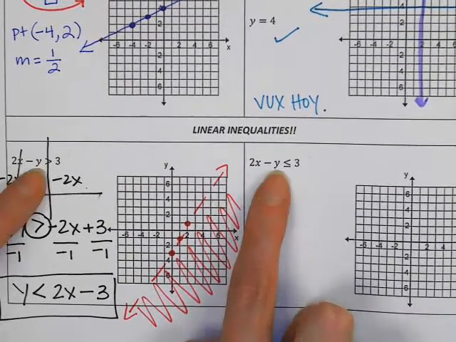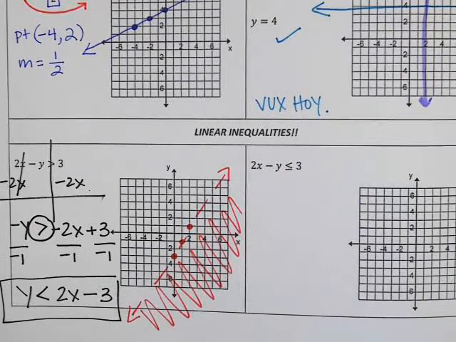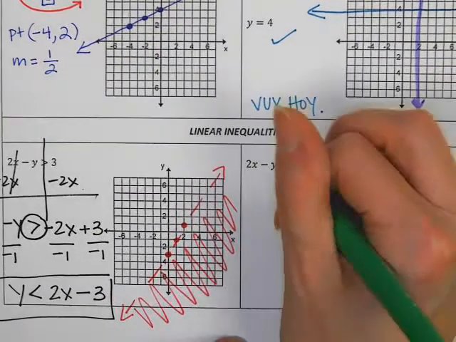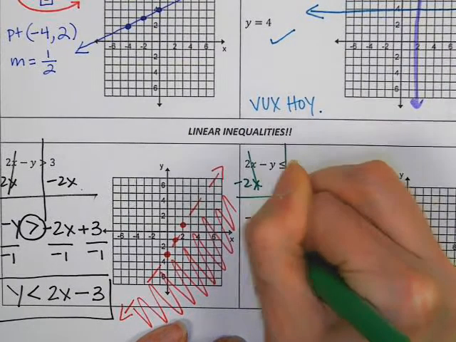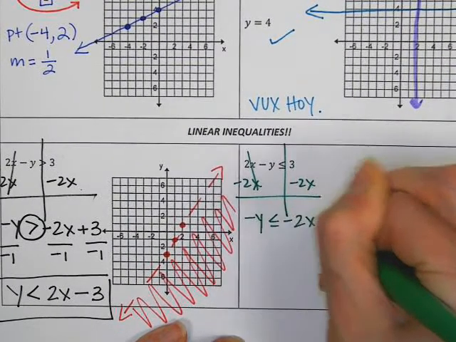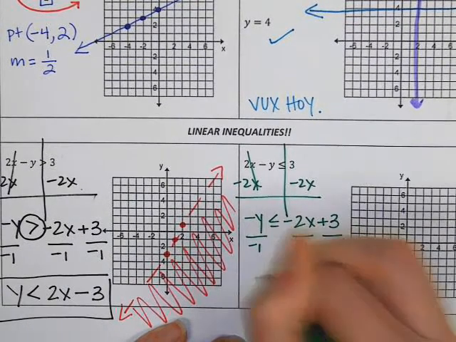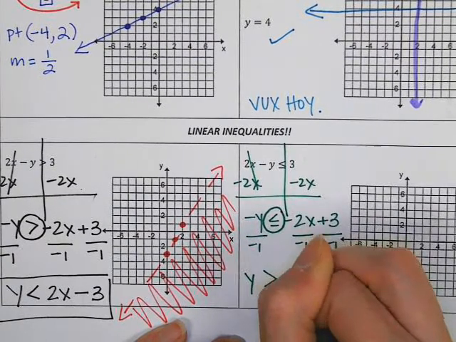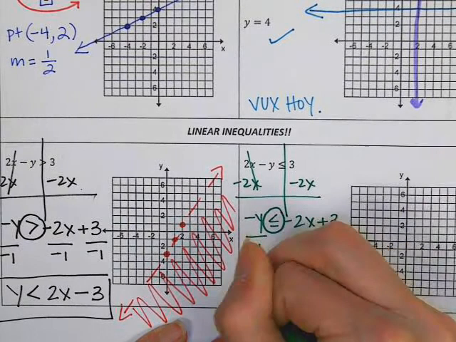Now this is actually the same line, it's just a different symbol. So I'll just do it real quick. So minus 2x again, same thing. You have negative y is less than or equal to negative 2x plus 3. Divide everything by negative 1, same story. When you divide by a negative, the symbol flips, and we still have 2x minus 3. Okay, so that's this one.